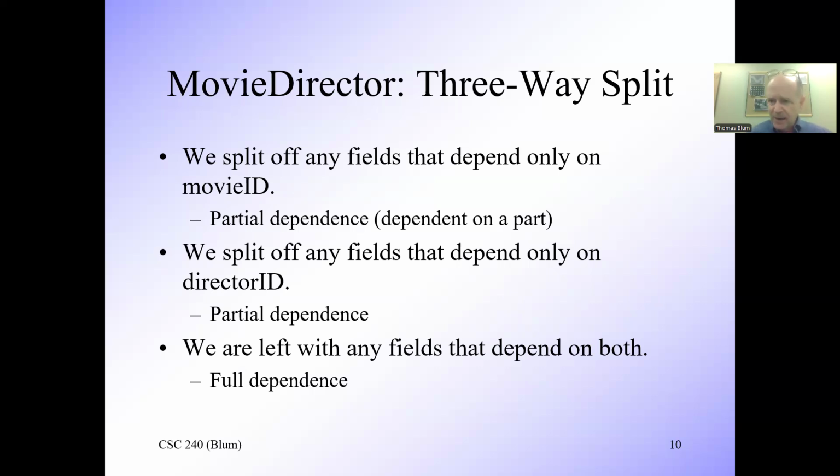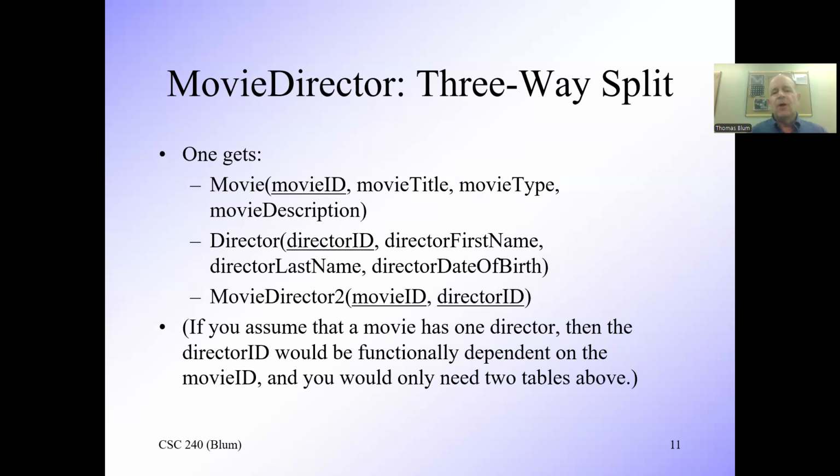So we had this one table that was movies and directors and all that information, and we're splitting off movie and we're splitting off director, and we may have things that are left that depended on both the movie and the director. So one gets movie, which has a movie ID and the movie title and the movie type and the movie description. We might have the director, which has the director ID and the director first name and last name and date of birth. And then we might have this combination of movie ID and director ID left over, still in the original table.